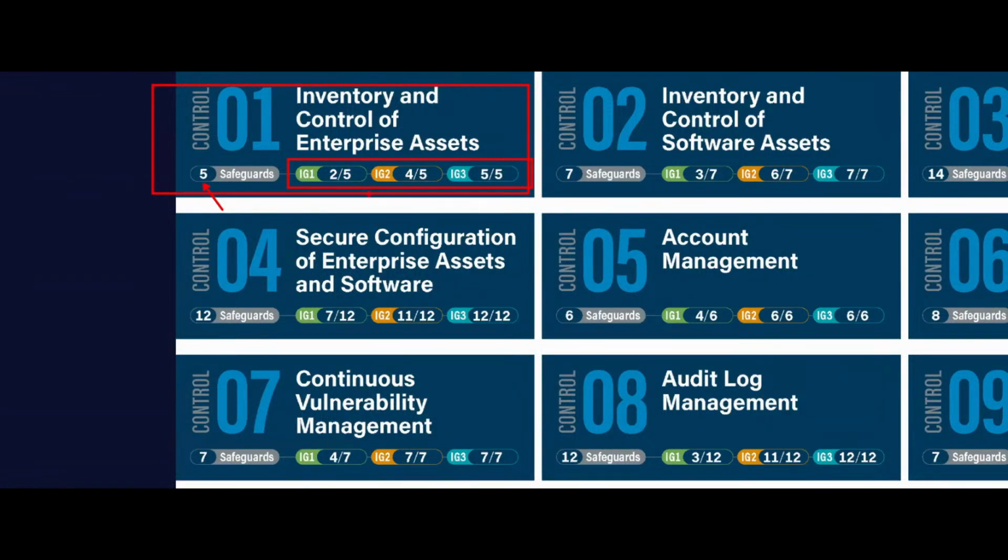Now you'll notice, basically 1 is the lowest bar, and it matures up to 3. So if you're implementation guidance level 3, you're implementing all 5 of the 5 possible safeguards. And if you do IG1, you only have to do 2.